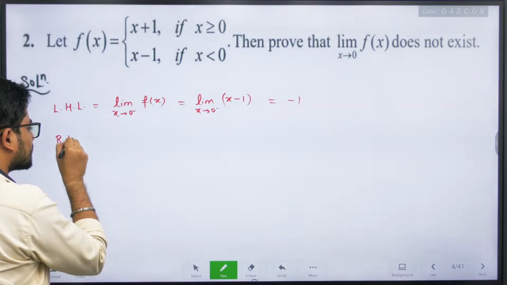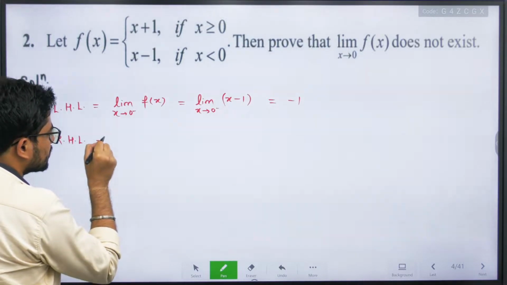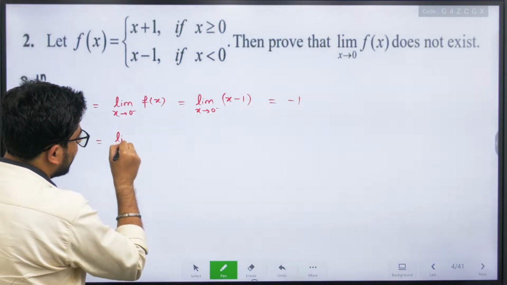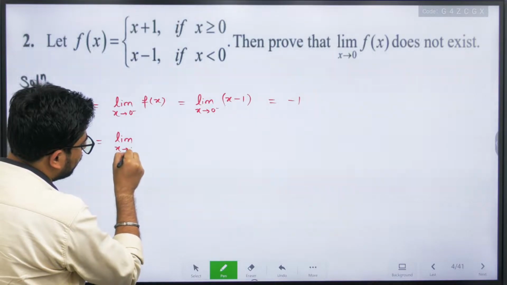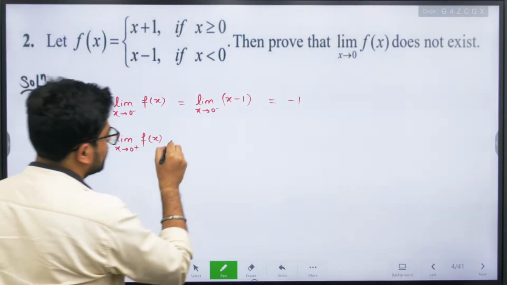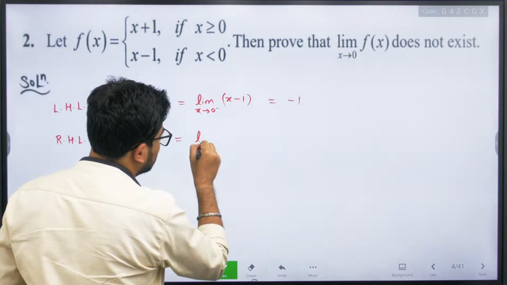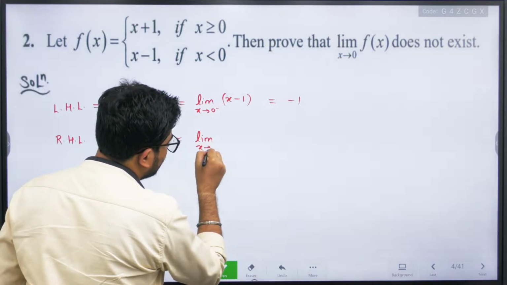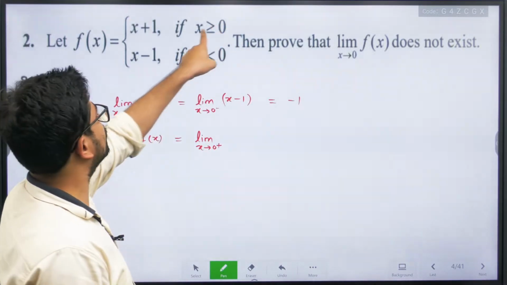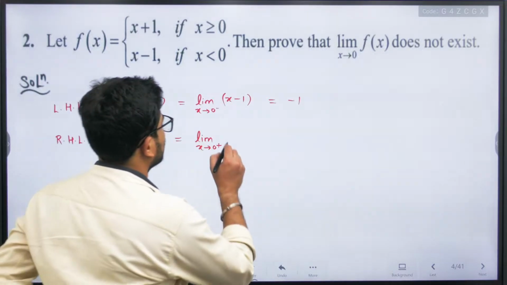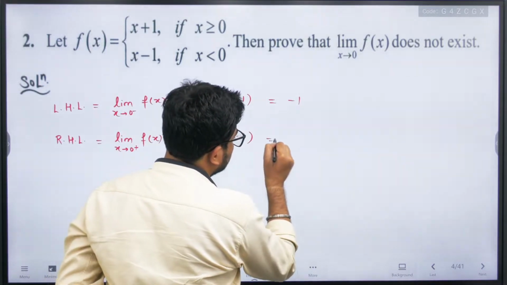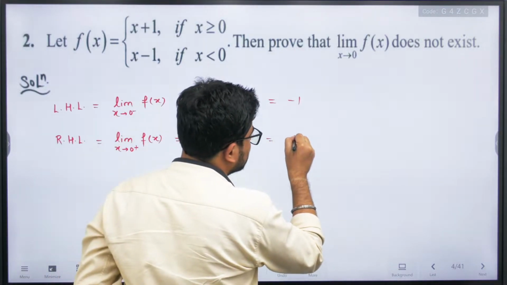So RHL is the right hand limit, which is limit x tends to 0 plus of f(x). Whenever x is greater than or equal to 0, your function is x plus 1. So this is x plus 1, and when you put 0, you will get 0 plus 1, which is 1.